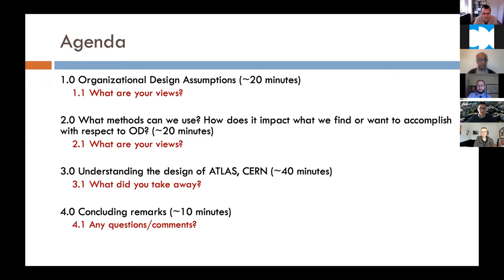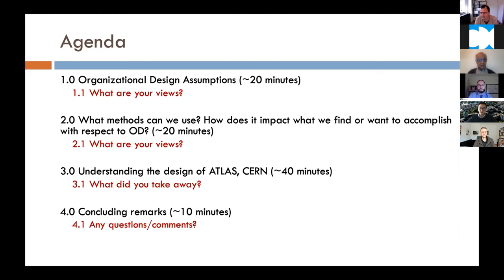The agenda which we have proposed is this: we will talk about assumptions around organizational design for about 15, 20 minutes. These are all rough ideas about time, so we might spill over a little bit here and there. Then, what methods can we use to study design? And what do we want to accomplish with those methods? It'll become a little clearer as I go further.